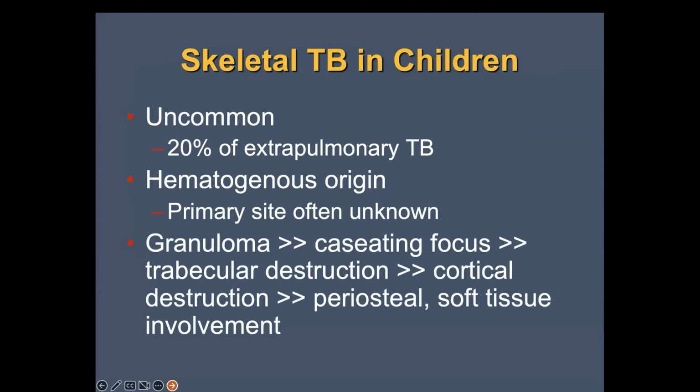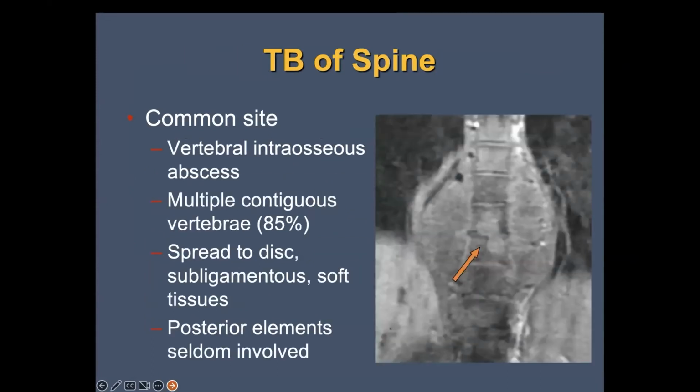You get granulomas that cause trabecular destruction, then will cause some cortical destruction, and eventually get out into the soft tissues. The classic place where we think of skeletal involvement of TB is in the spine, and it is a pretty common site, even though it's uncommon overall in this country. Generally, you will see intraosseous abscesses that cross multiple vertebral bodies in most cases, as you can see in this patient.